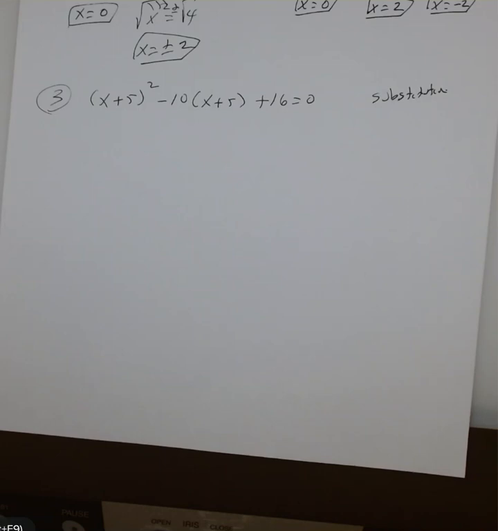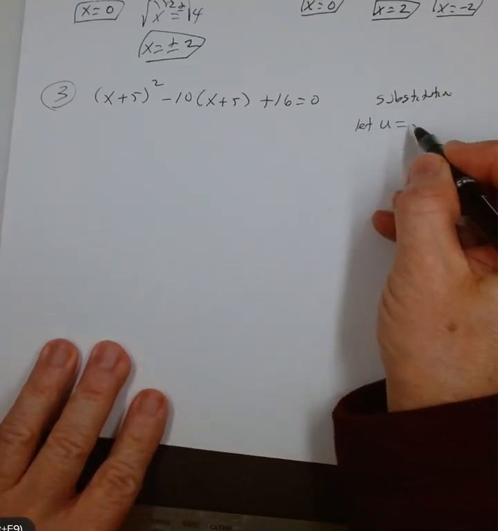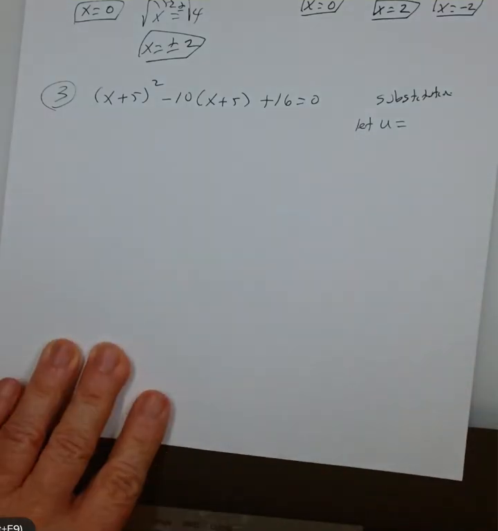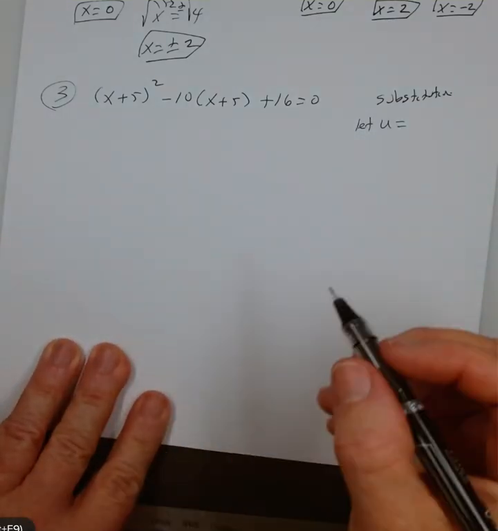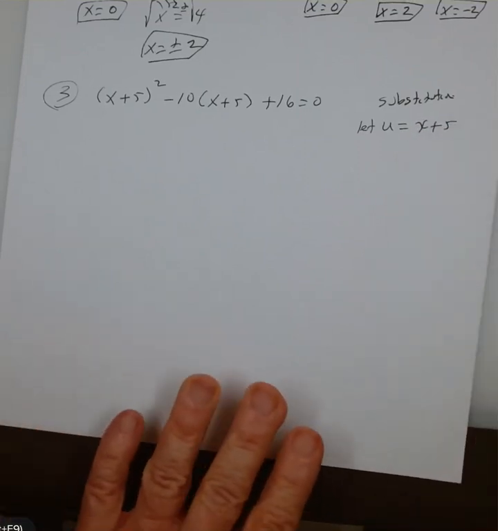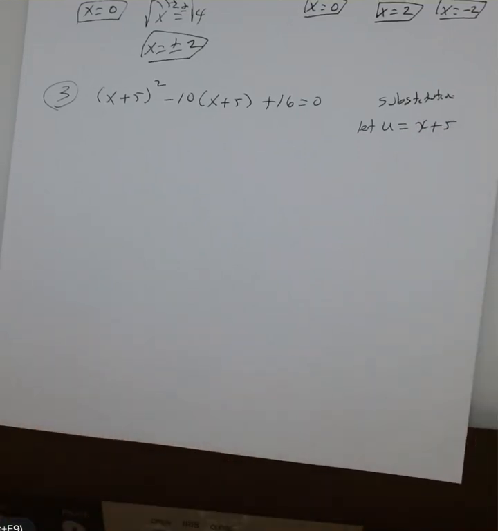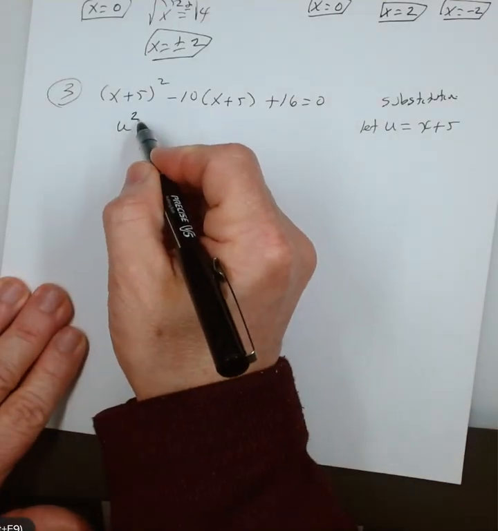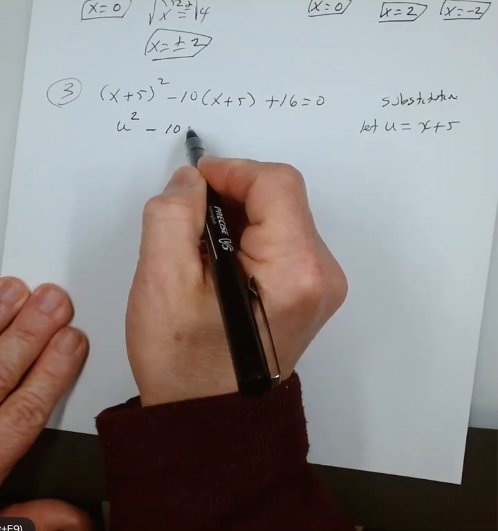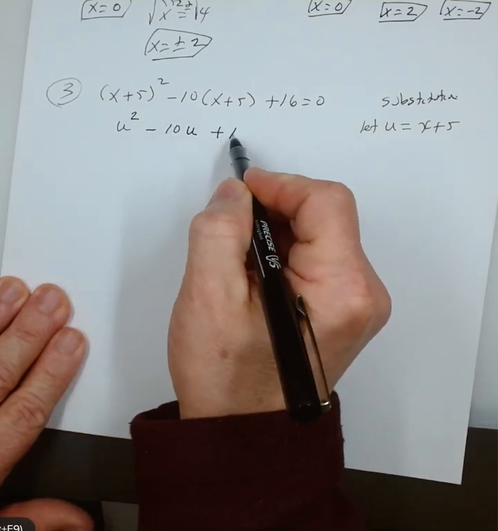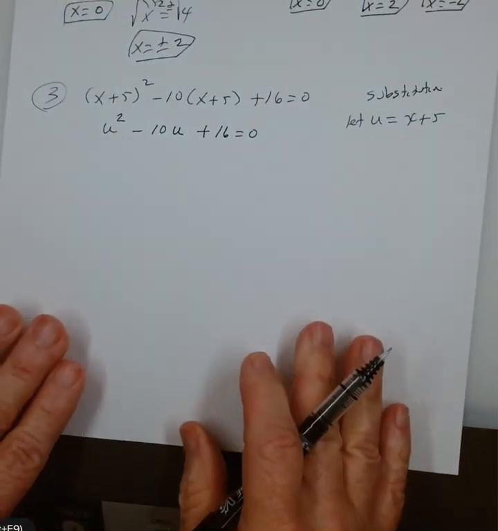So let's use the u. You'll notice that u is not the variable we used. So I'm going to let u equal what's inside the parentheses. What's inside the parentheses? X plus 5. And so now what that means is that wherever I see an x plus 5, I'm going to replace it with what variable? U. So then this becomes u squared minus 10u plus 16 equal 0. That's what that becomes.